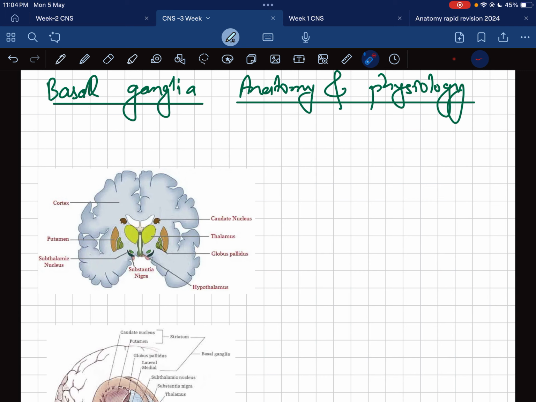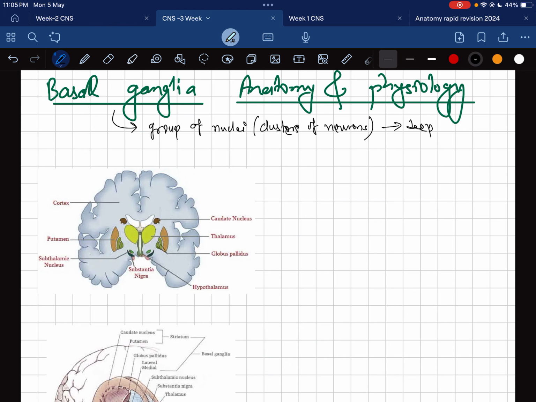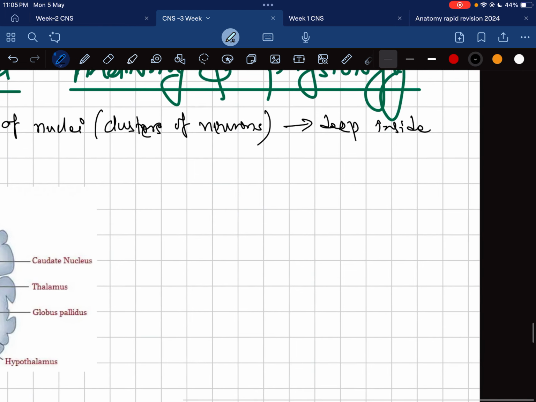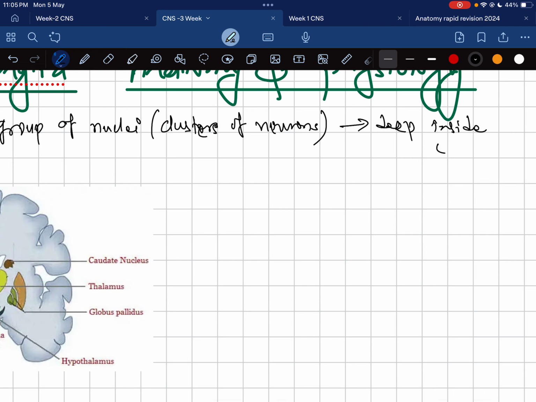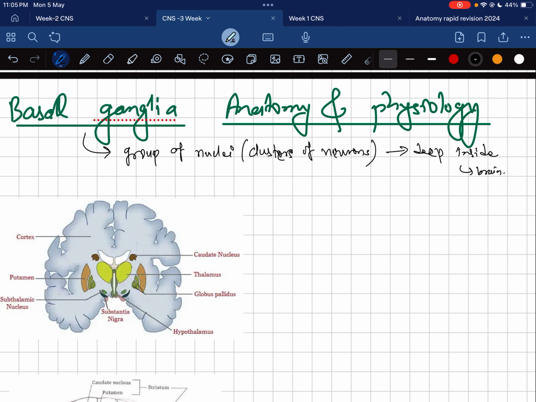So what are the basal ganglia? The basal ganglia are a group of nuclei, a cluster of neurons, present deep inside our brain. It is like a gate that opens and closes to allow movement or flow.